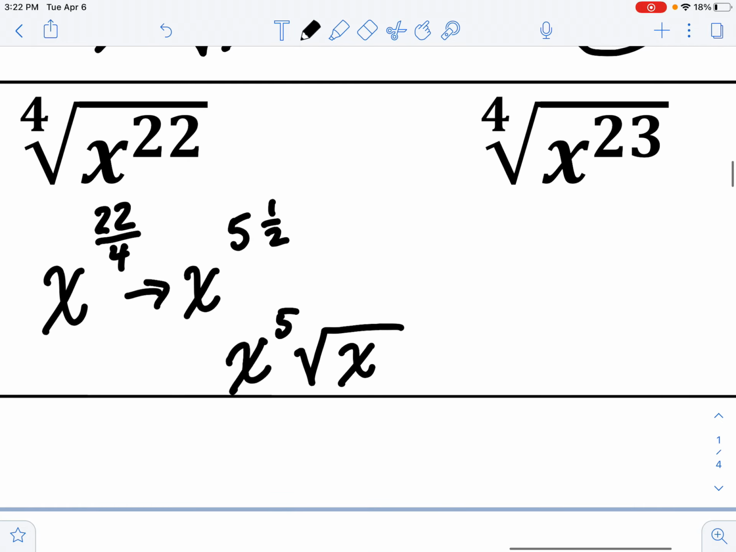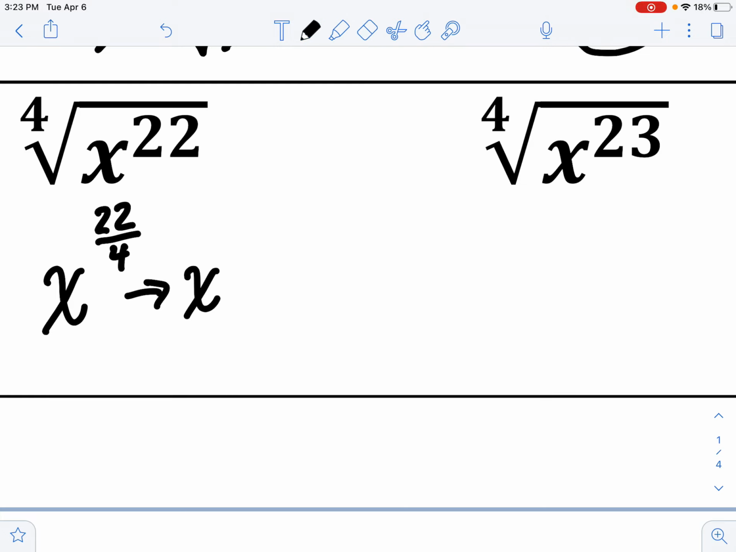So let me show you that again. You could put a 1 here and a 2 here to represent square root and then the power of your radicand. Or since it's square root, you don't have to put it. You can just write it as x to the 5th square root of x.